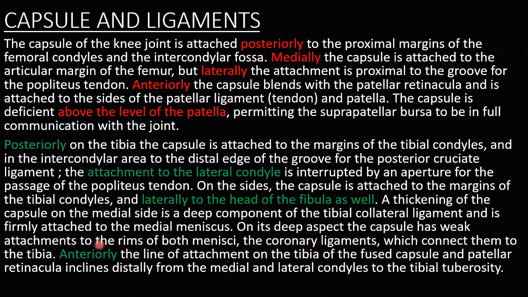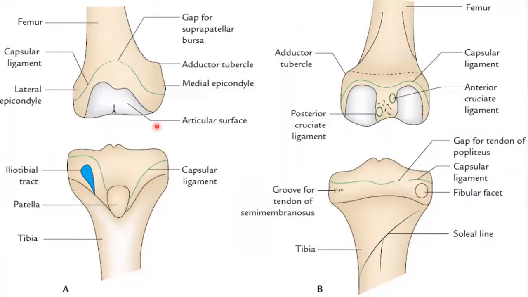Now anteriorly on the tibia, the line of attachment of the fused capsule and the patellar retinacula usually inclines distally from the medial and lateral condyles to the tibial tuberosity. Now a diagram to show you that.